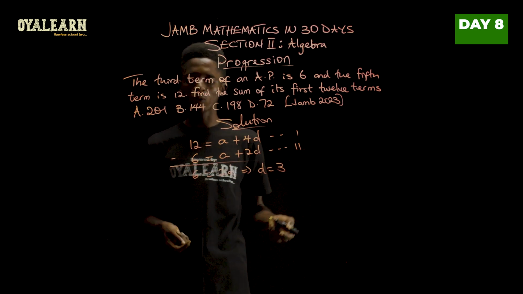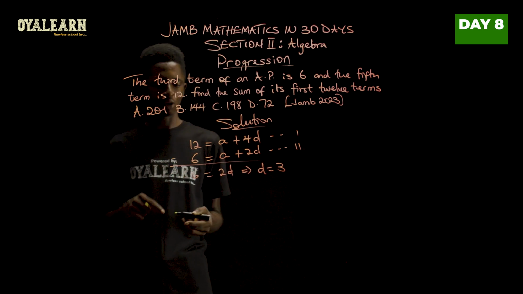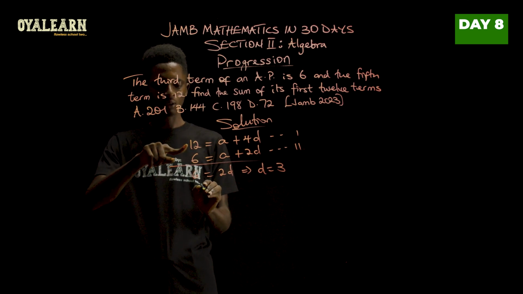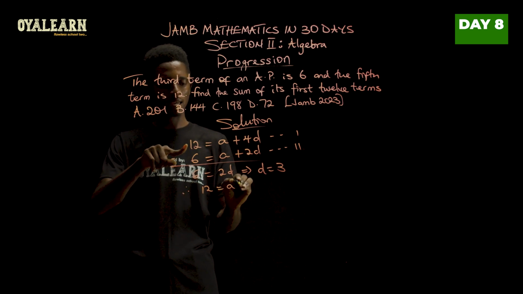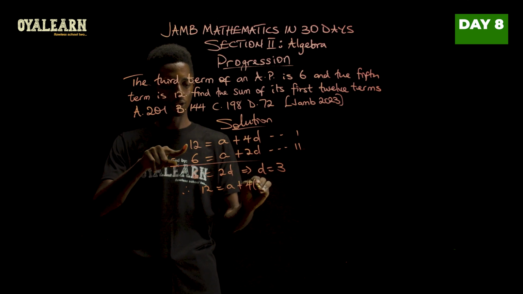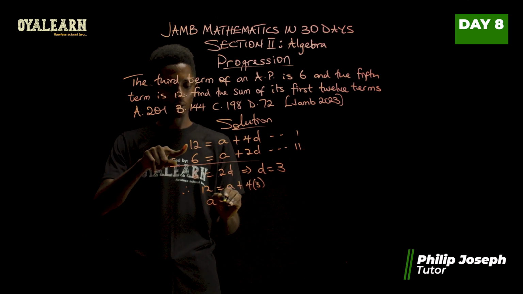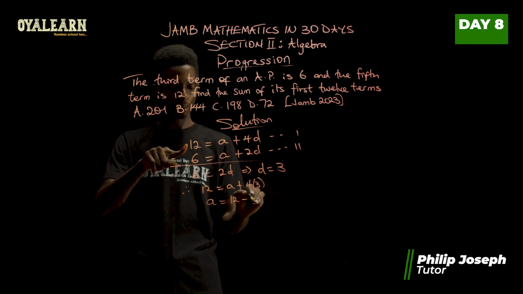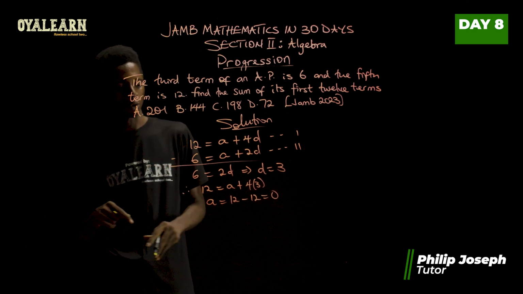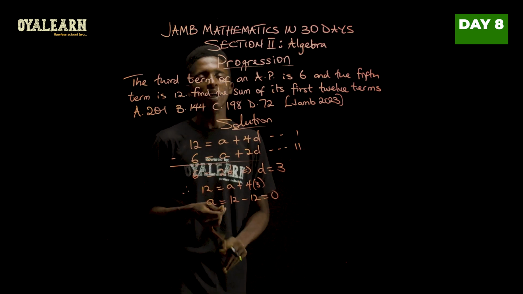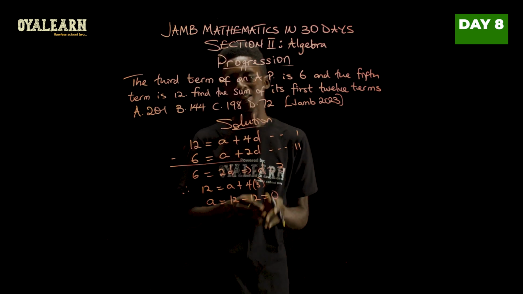Now, using any of the equations, we can then go on to find the value of A. So using the first equation, for example, we can then say 12 equals A plus 4 into 3. So A would be 12 minus 4 times 3, that is 12 minus 12. So A is 0. So now we have our first term and we have our common difference.